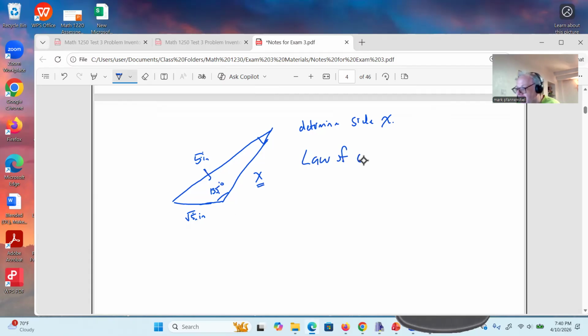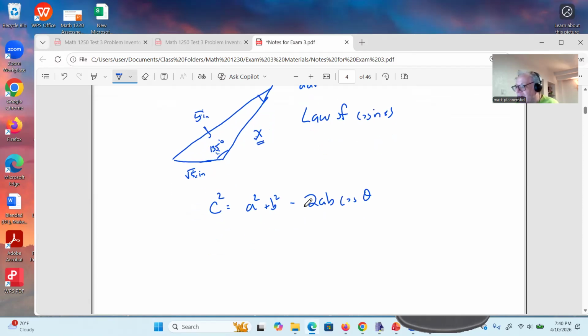Why do I know it's law of cosines? Because we have values for two different sides, and the angle between them, across from the side we're trying to work out. So we're going to set this up: c squared is equal to a squared plus b squared minus 2ab cosine of the angle between them. We'll write down the law of cosines first, and then figure out what my a, b, and c are.